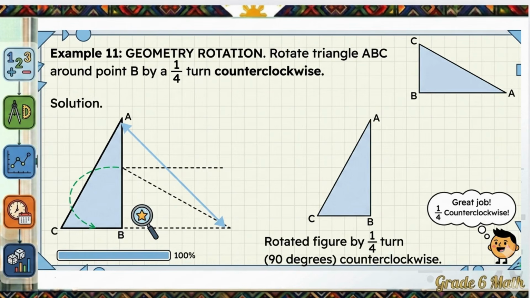For example 11, we're doing something a little different. We've been spinning things clockwise, like a clock, but now we're going to go counterclockwise. That means we're spinning to the left. Think of it like unscrewing a cap from a bottle.